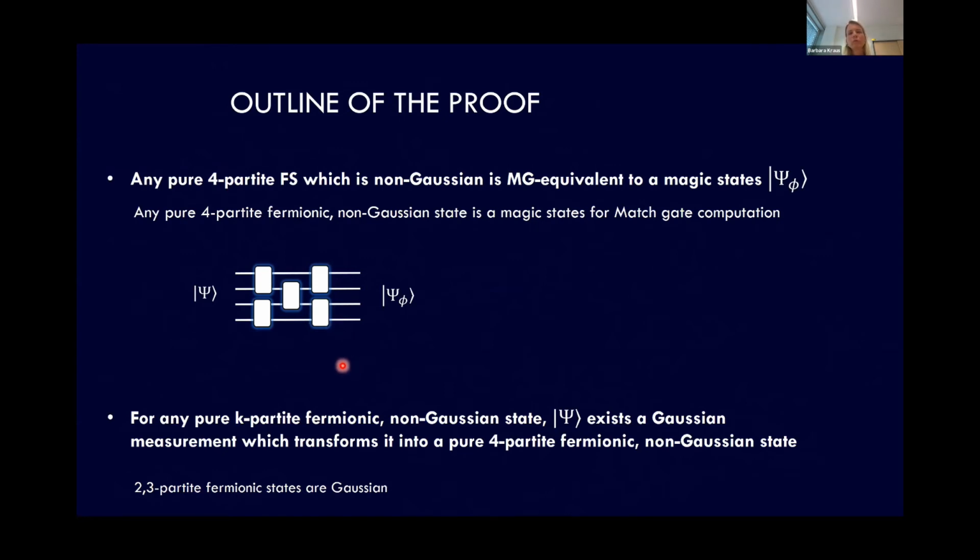And then what you can show is that if you have more parties, so k parties, a fermionic state which is non-Gaussian, then you can always find appropriate measurements on this state that lead to a 4-partite state that is fermionic and non-Gaussian. Hence, you have that this is a resource. And in this way, you can show that all states that are fermionic and non-Gaussian are actually resources for match-gate computation.